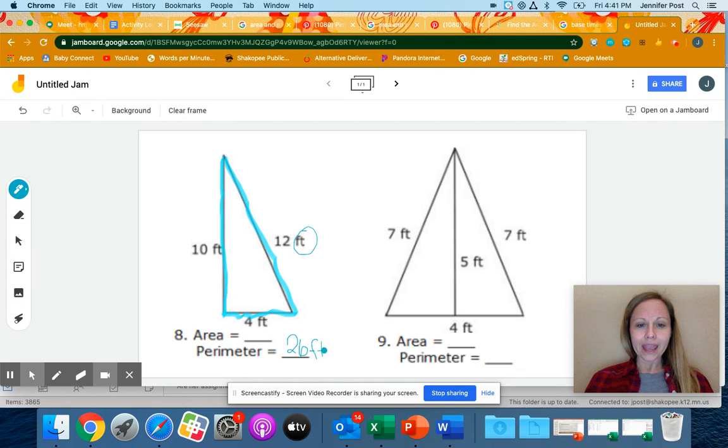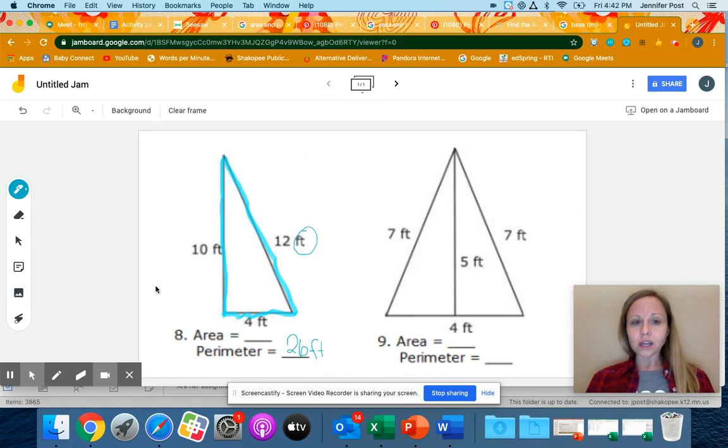Now my area. I learned that when I was finding the area of a four-sided shape, like a rectangle or a square, I did the base times the height. We're going to do the same exact thing for the triangle, but a triangle is half of a rectangle. And I want to show you what I mean by that, okay?